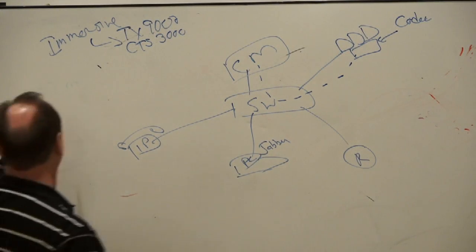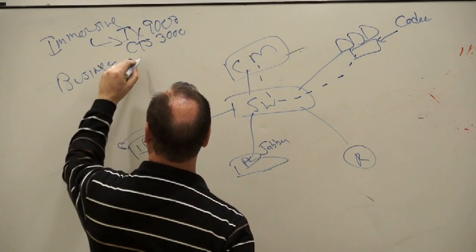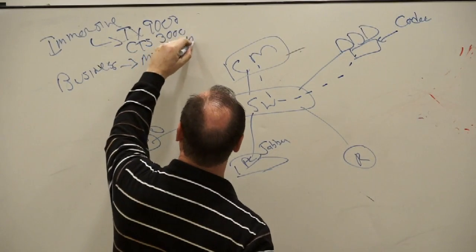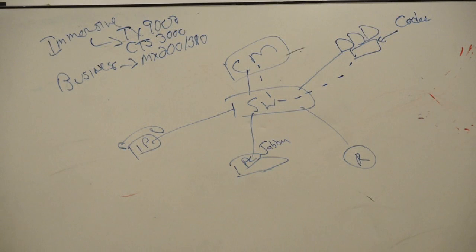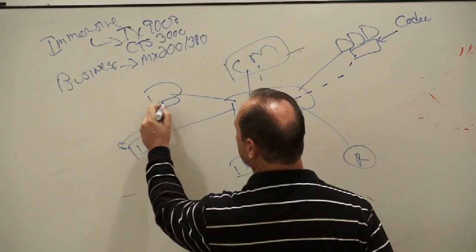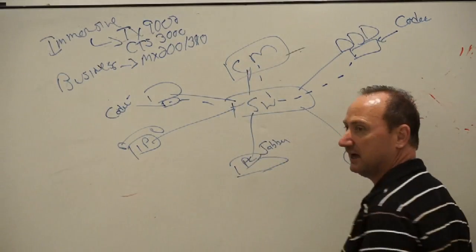How about the business class? The business video, the MX200, 300. Those single screens that you can set up really easy and put in rooms. Have you seen those? You've seen the MXs? Yeah, really nice. Guess what? They're single screens, they have a codec, and it registers with Communications Manager.